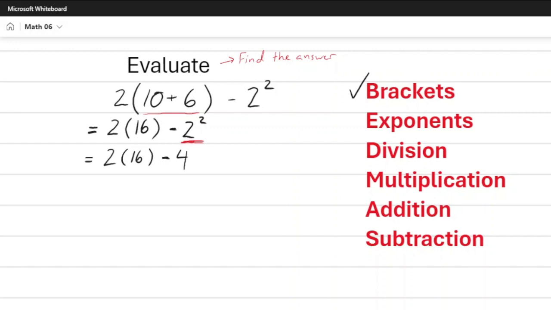Kind of reminds me of that time when 4 tried to ask out 5, but it was 2 squared. Zing. All right, let's keep it moving here.